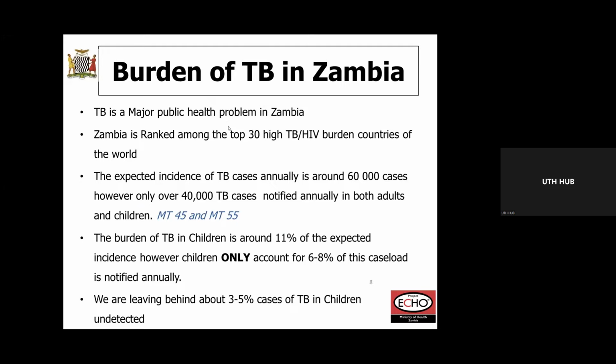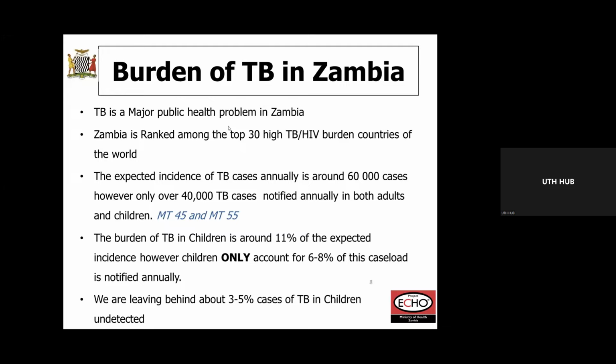The burden of TB. TB is a major public health concern in Zambia, especially for children. And Zambia is ranked among the top 30 high TB and HIV burden countries. I think we should be number 13. And of note is that we're estimated to have about 59,000, close to 60,000 TB cases every year.